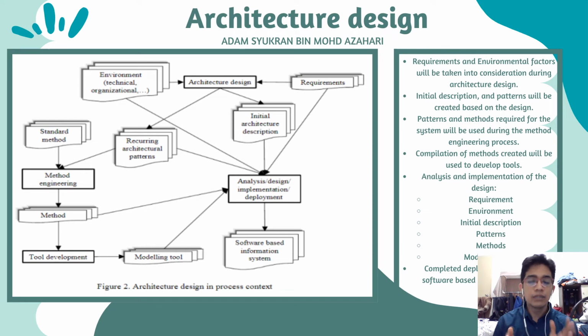Back to the implementation or deployment process, we can see that it requires a lot of different components. Firstly, the requirements, as previously mentioned. Secondly, the initial architecture descriptions, as that was a result of the architecture design. Third, the different environmental factors. Fourth, the recurring architectural patterns. Fifth, the different methods and functions that were created in the system. And finally, sixth is the modeling tool that was created as a result of all of the tool development and also method development. With all of these different components, we will create a software-based information system.